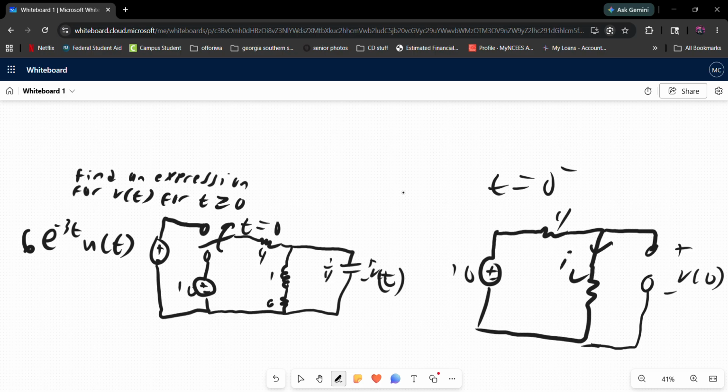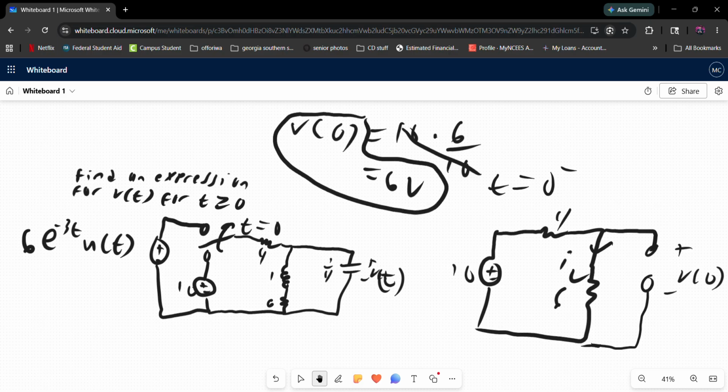Alright, so we're going to use voltage division to find v of 0. So we have this is 6 ohms. So we have 10 times 6 over 4 plus 6, which is 10. So that means this is just going to be 6 volts.